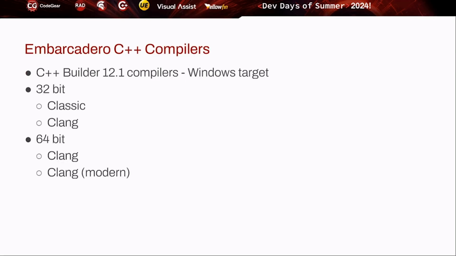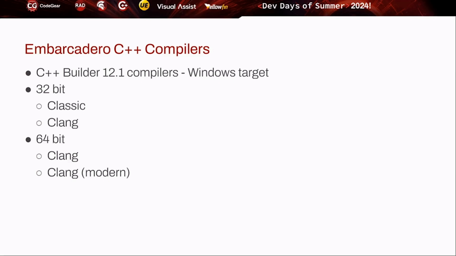C++ Builder version 12.1, the latest version, actually comes with 4 C++ compilers that target Windows. You might think 4 is a bit excessive, but they're all there for a reason. For 32-bit applications, there's what's known as the classic compiler. This is basically the original Borland C++ compiler that had a great reputation in its time for producing code and compiling very quickly, but it hasn't been supported for quite some time and is really only there for legacy applications.